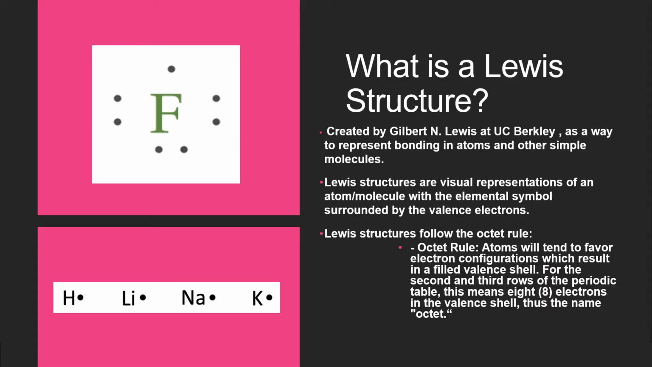So first off, what is a Lewis structure? Well, Lewis structures were created by a chemist at UC Berkeley by the name of Gilbert N. Lewis. He made them as a way to represent bonds and atoms and other simple molecules with the valence electrons.